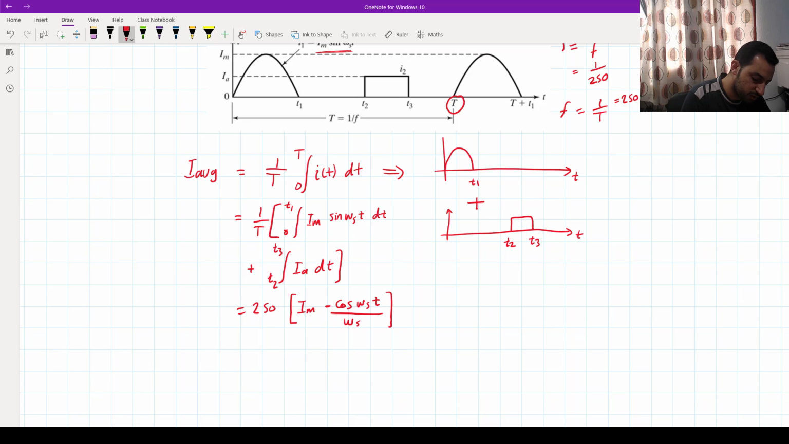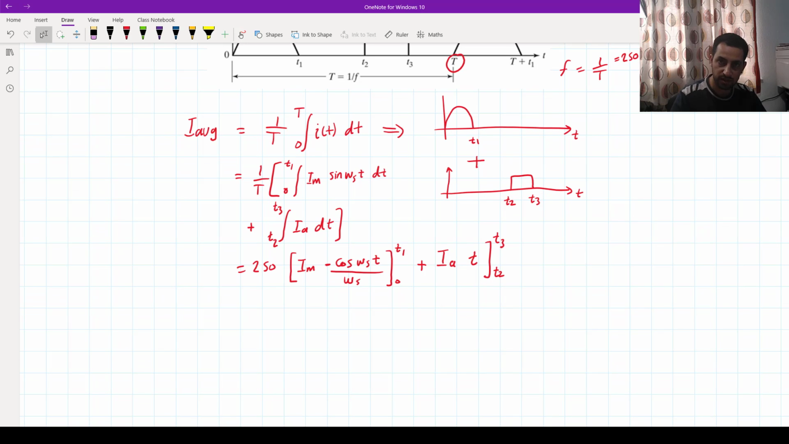This is the integration, and it will be from 0 to t1, plus the integration for the second side, which is this one. It's constant, so it's very easy. IA is constant, and the integration for just one is t, from t2 to t3. If you didn't get the integration, you have to revise some math or look at an integration table for these.